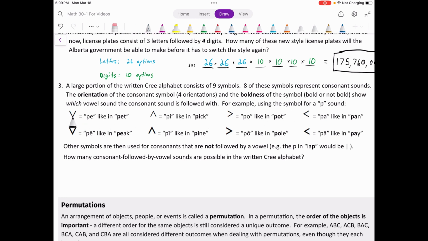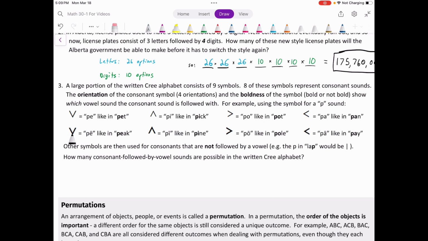So if it's right side up like this, well, I guess right side up is relative, but if it's kind of making this shape here, then it's pe, like in pet, okay? If it's like this, the upside down version of this one, it's pi, like in pick. Like this, it's paw, like in pot. And like this, it's pa, like in pan, okay?